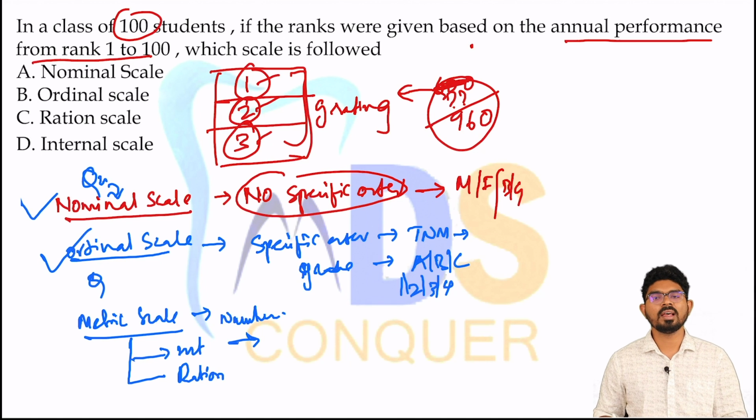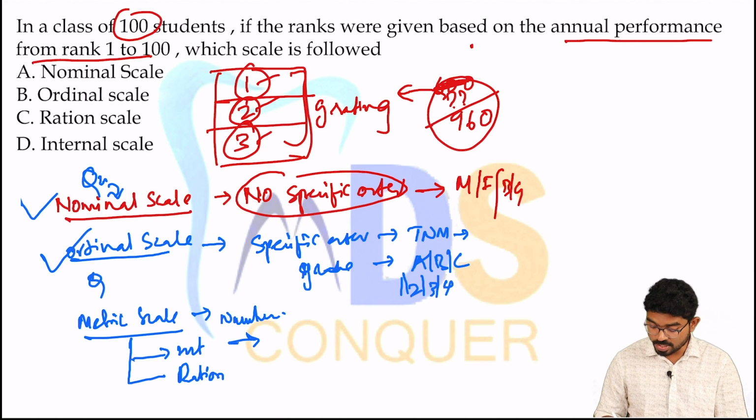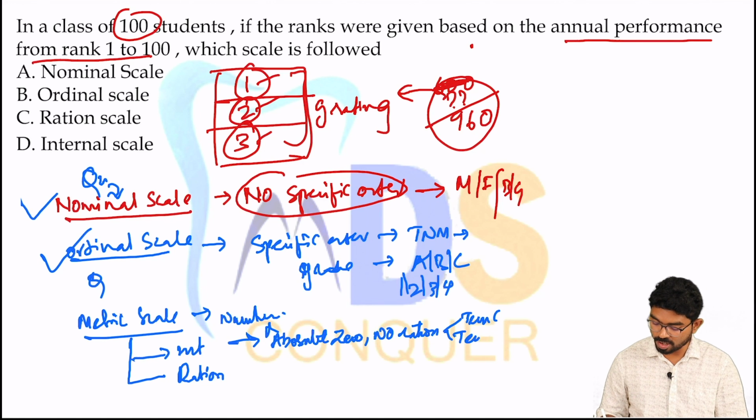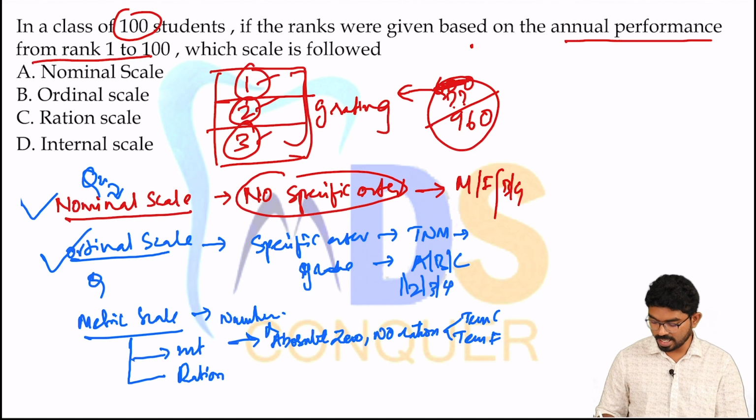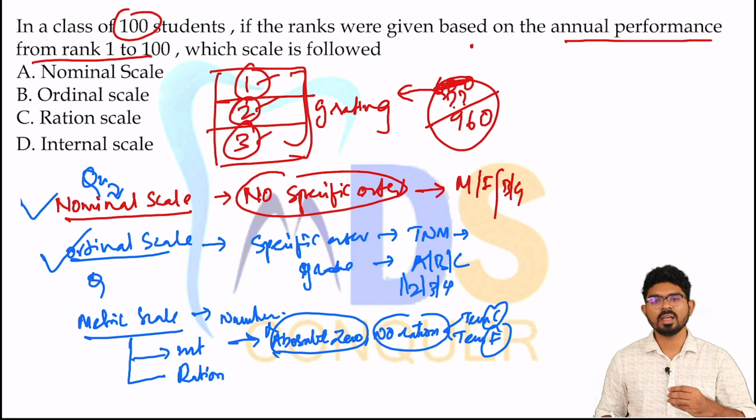So interval scale is very simple: it doesn't have an absolute zero value, and no ratios are used. The best example is temperature in centigrade and temperature in Fahrenheit. You don't have 0 degrees centigrade. You have 0 degrees Kelvin, but you don't have absolute 0 degrees centigrade or 0 degrees Fahrenheit. So there is no absolute zero value, and this cannot be used as a ratio.